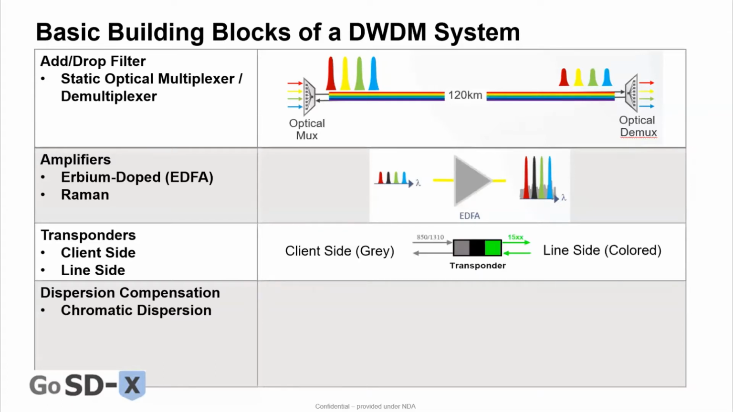The third one is a transponder. The function of a transponder is to convert the incoming gray optical signal that you are familiar with from the client side of the routers into a predefined optical wavelength and vice versa.